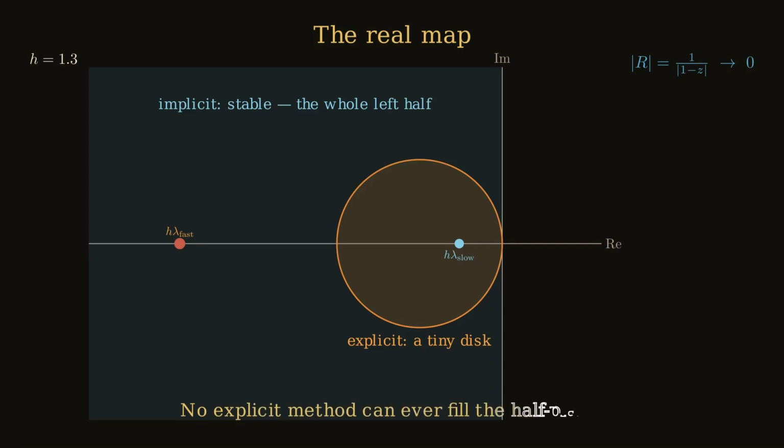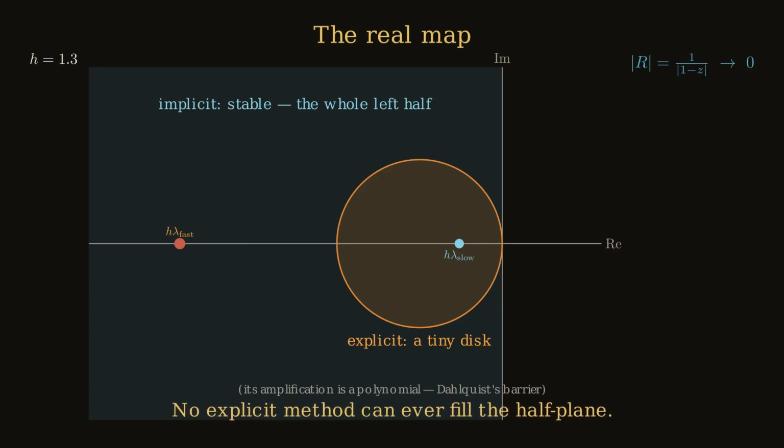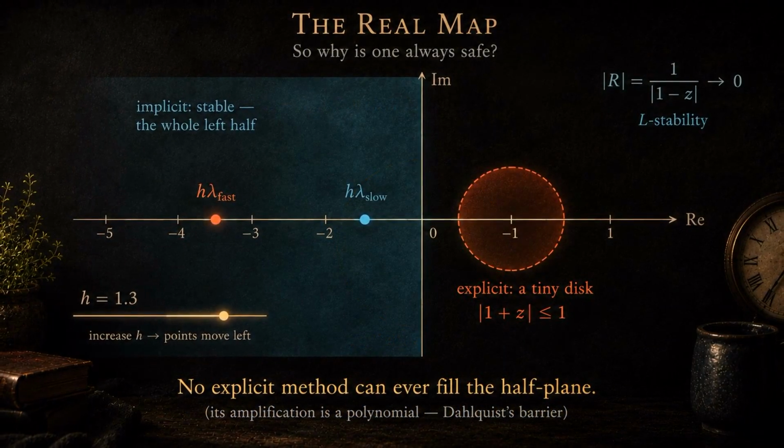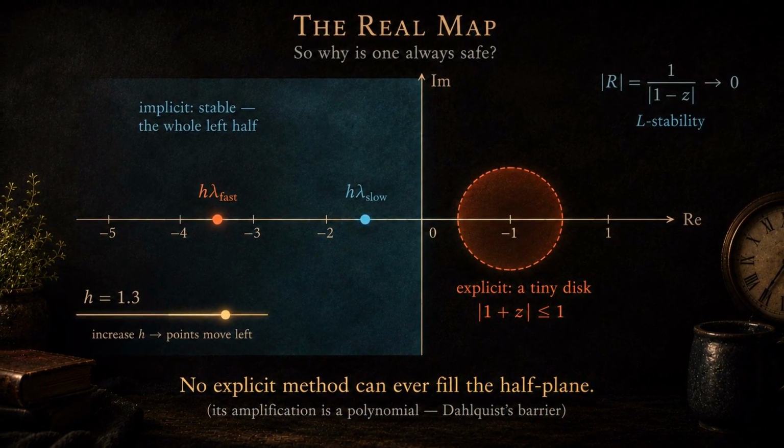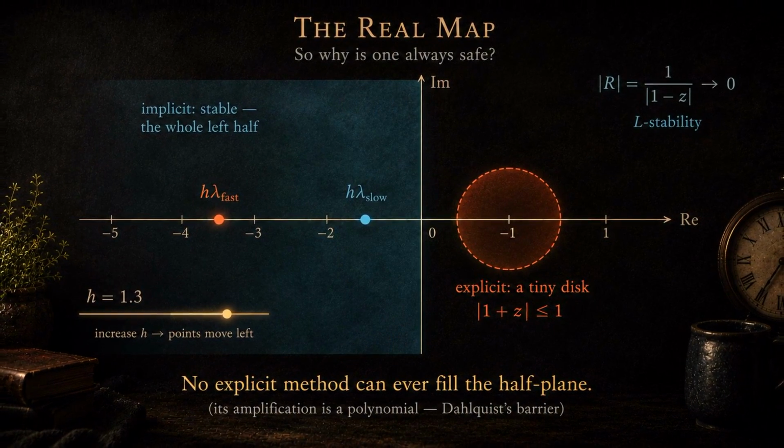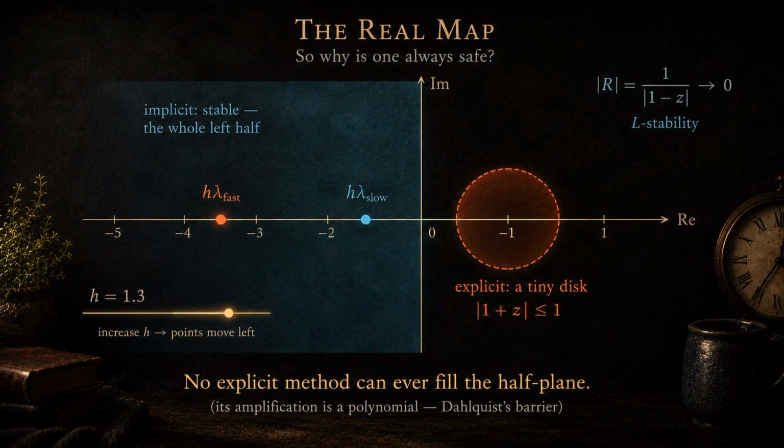And one last thing, not a tuning knob: no explicit method, ever, can fill that whole half plane. Its amplification is a polynomial, so far out it must blow up, and its safe region stays bounded. If you need unconditional stability, you need an implicit step. The bath was never optional.